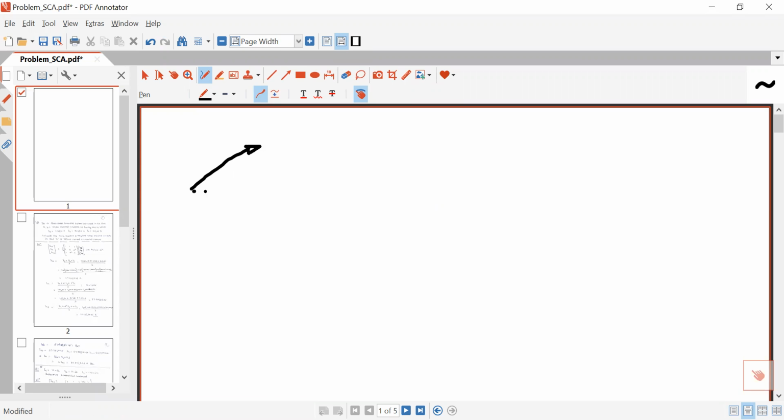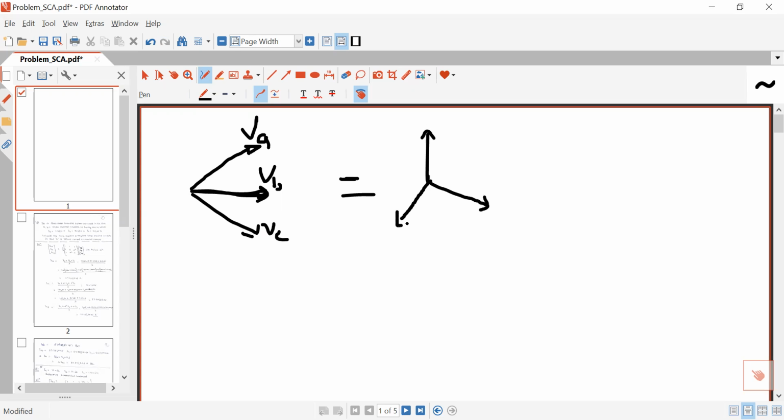In the previous lecture, I discussed that any unbalanced phasor, VA, VB, VC, is an unbalanced phasor because the angle between the phasors is not 120 degrees, and also the lengths of the phasors differ from each other. So this is an unbalanced phasor. And I discussed that an unbalanced phasor can be resolved into three components: a positive sequence component, a negative sequence component, and a zero sequence component.